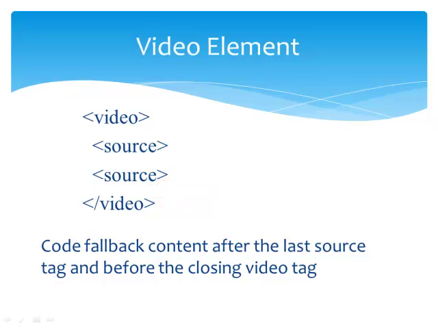Examples of fallback content include a text description of the video, a hyperlink to the video file, or even an embed tag to display a Flash SWF version of the video.